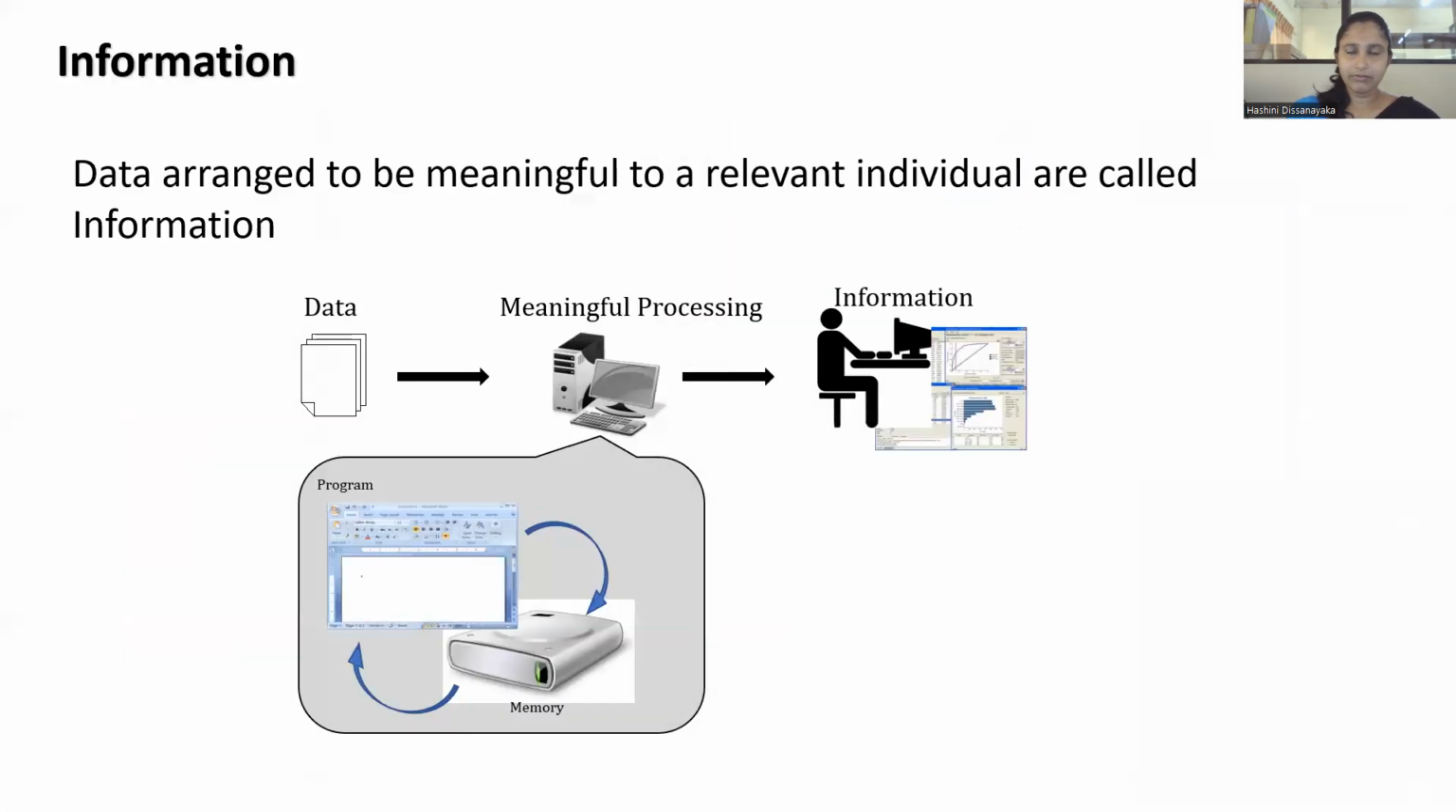Right. Let's move into information. After processing data to get a meaningful idea, that is called information. Data arranged to be meaningful to relevant individuals is called information.